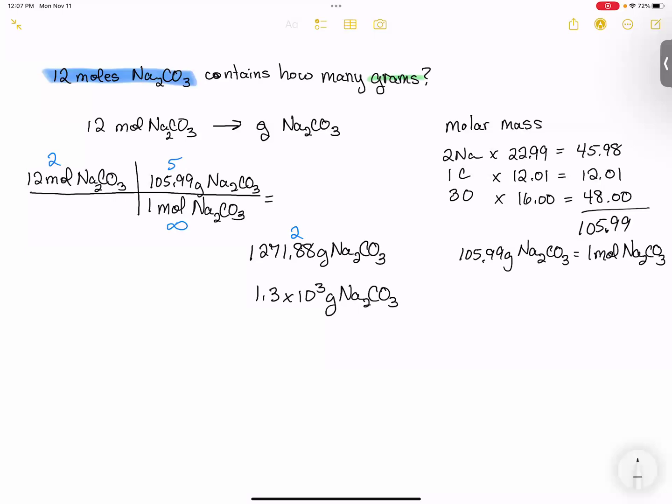Yes. If you would have written the answer, instead of putting it into scientific notation, as 1,300 grams of sodium carbonate, this is also correct. Either one. Other questions?